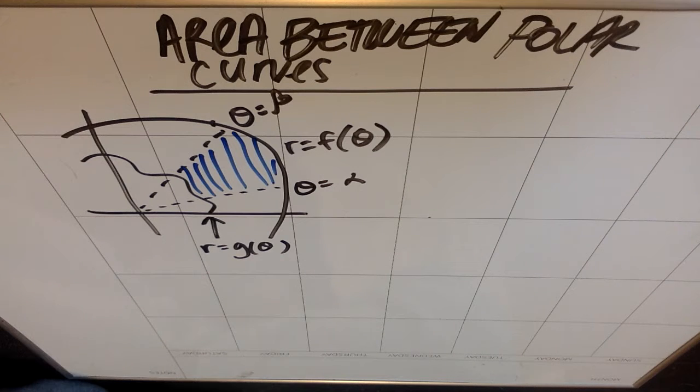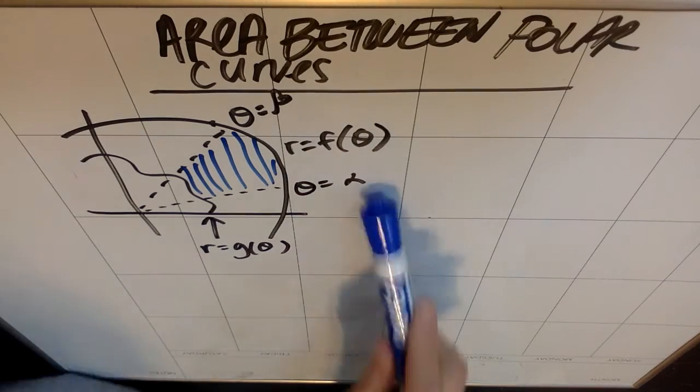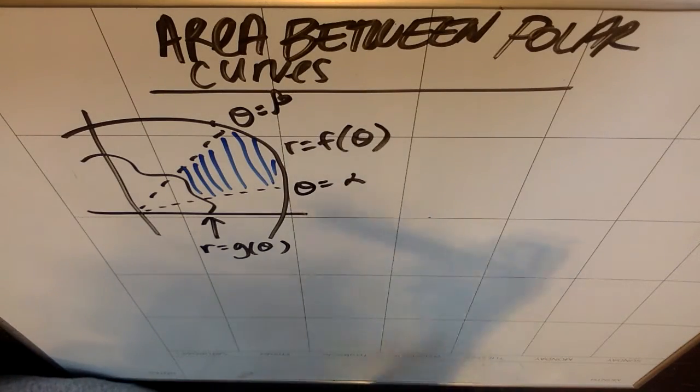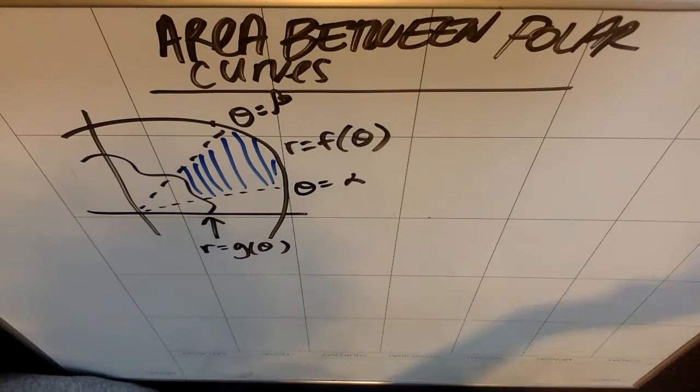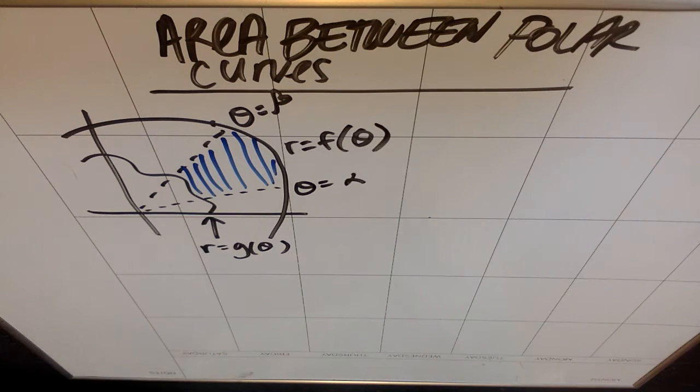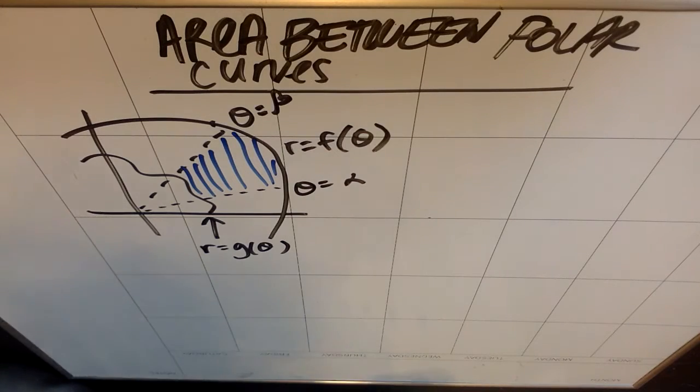We're going to talk about the formula for the area between polar curves right now. So we've already learned that the area inside a single polar curve is the integral from alpha to beta of 1/2 r squared d theta. So when we want to find the area between two polar curves, I'm going to show you the formula and then we'll walk through where it comes from.